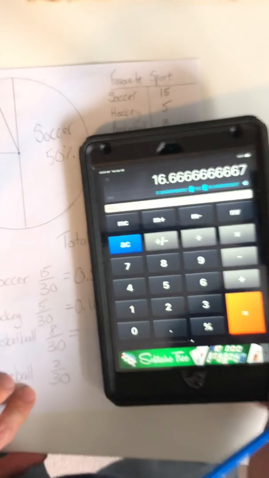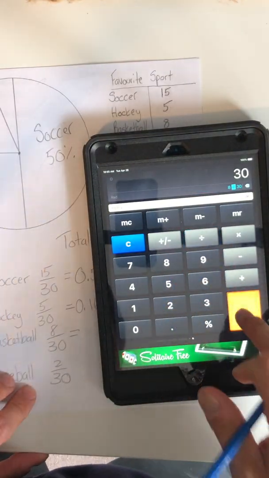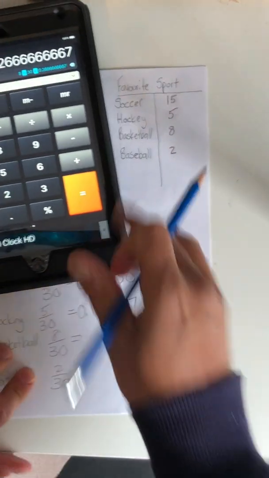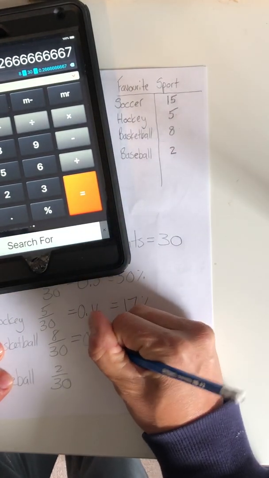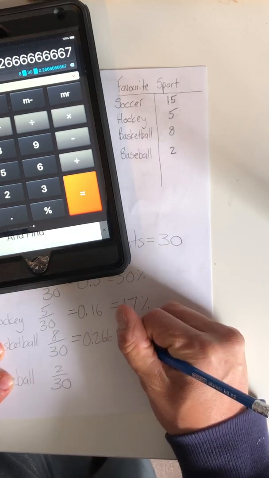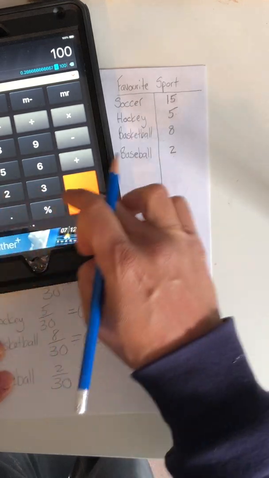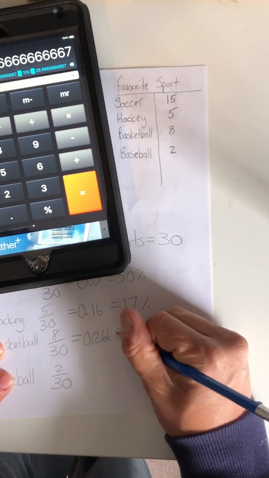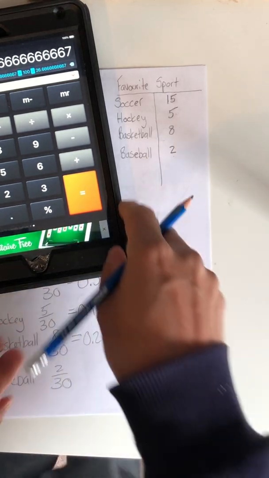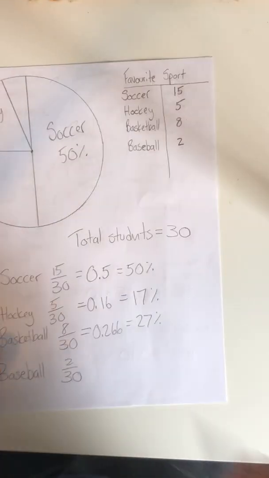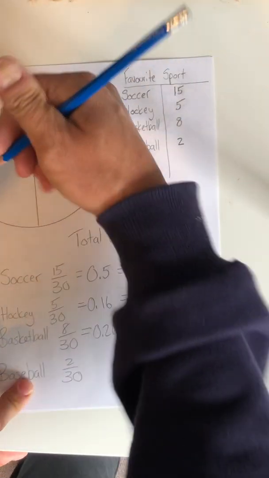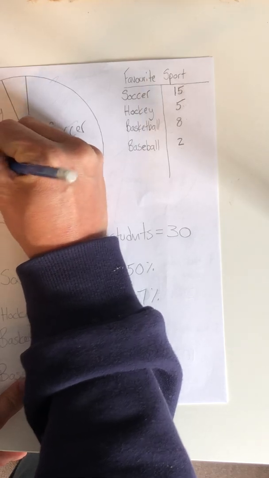Okay, let's take a look at basketball. So 8 out of 30. Okay, so 0.266 repeating. So that one's going to be times it by 100, and it's going to be 27%. Let's just round it to 27%. Okay, so that one is going to be this one here. It's not going to be that one. That one's too small for 27%. So this one here is basketball.